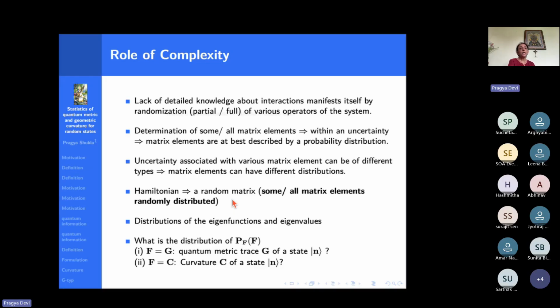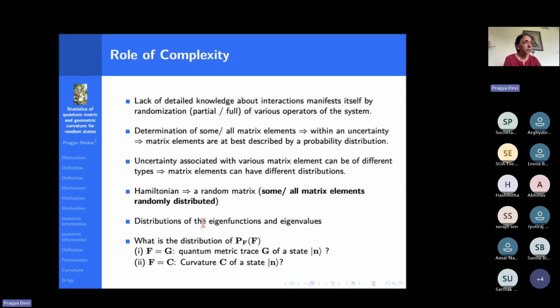So naturally, your curvature will also be distributed. If eigenvalues and eigenfunctions are distributed, any property which depends on them will be distributed. And therefore, the curvature and trace will also be distributed. And that comes to the topic of the talk: statistics of the curvature and statistics of the metric trace, of a random state.